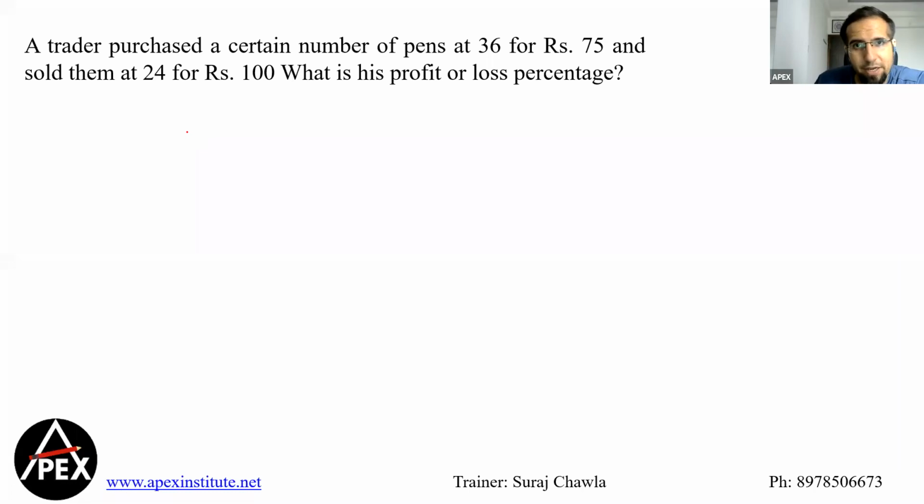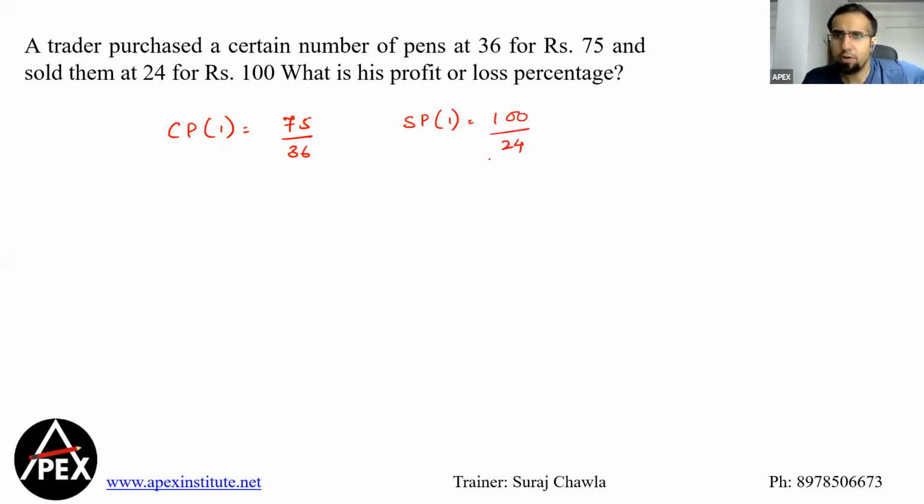So, if 36 at the rate of 75, can I say cost price of one article is the only thing that I can comment about? That is 75 by 36. Okay. And similarly, selling price of one article I can say is 100 by 24. Now, logic is quite simple. I want profit or loss percentage. Profit or loss percentage, I will first use SP by CP. I don't want to play with the formulas. Okay. So SP here is 100 by 24. CP here is 75 by 36.